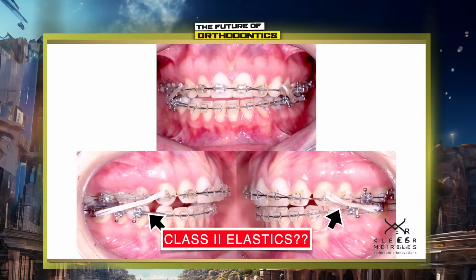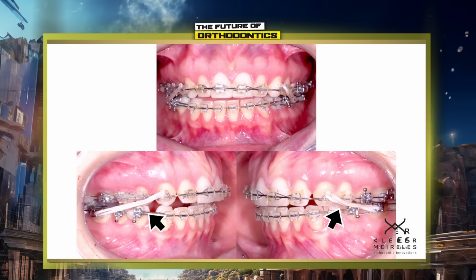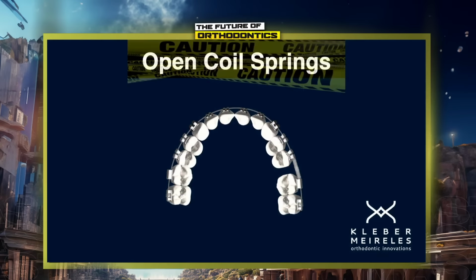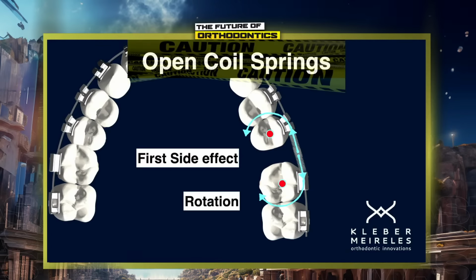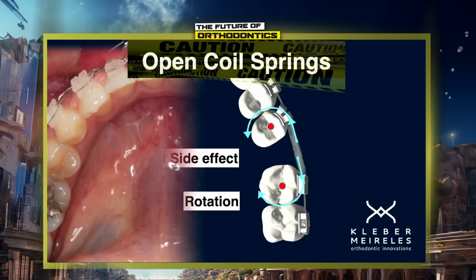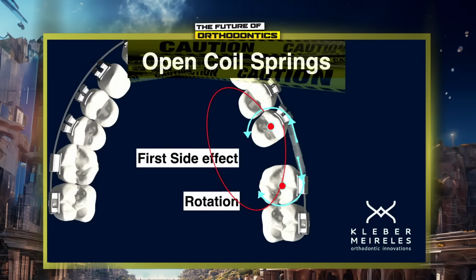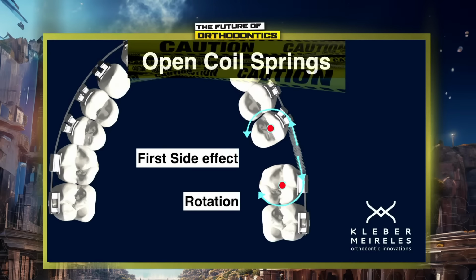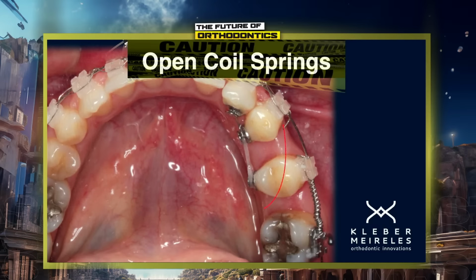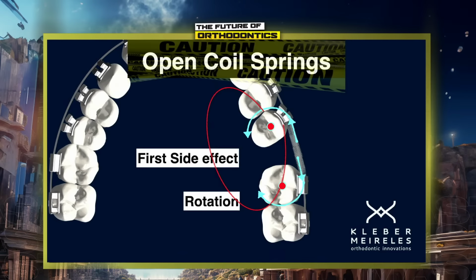So base your mechanics on the strategy, based on the diagnosis and treatment planning. Look at this. Coil springs will help you at some points, but if you keep them long enough, this is what's going to happen. First, the first side effect, you already know it: rotation. You can avoid the rotation by using auxiliary mechanics like a palatal control like this. You can do it this way, but you have all the other side effects.